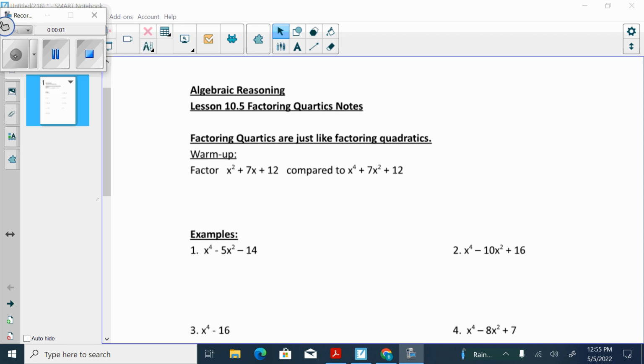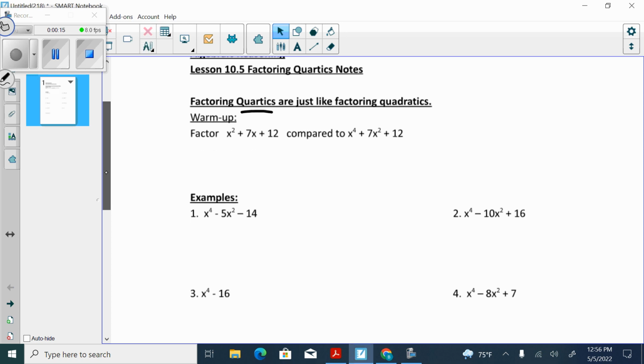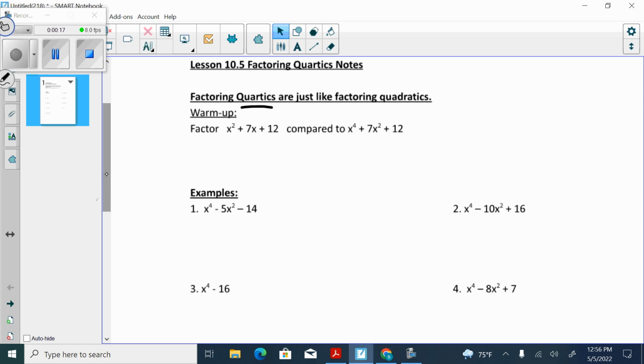The last set of notes was all about factoring cubics, which meant it had an exponent of 3, right? On this set of notes, we're going to be talking about factoring quartics, which means it has an exponent of 4, okay? So first, they give us a little warm-up question here. They want us to factor first x squared plus 7x plus 12.